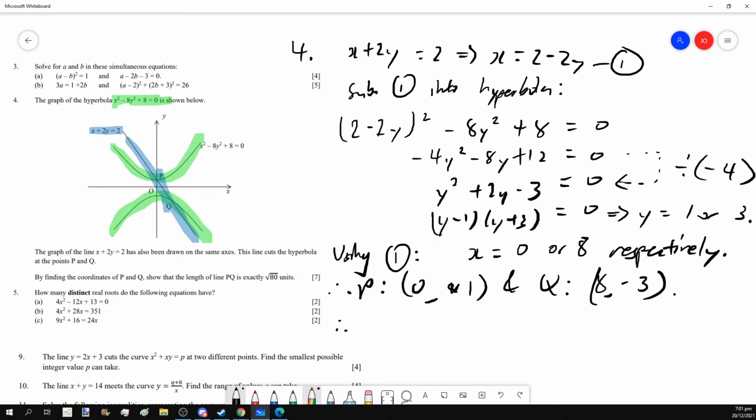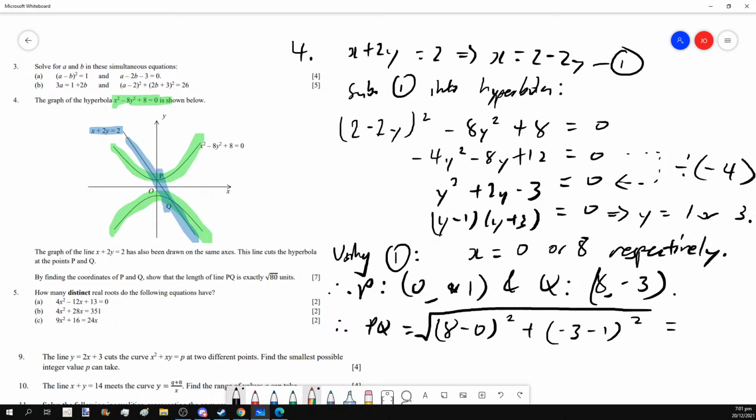From here, if you want to find the distance PQ, it will simply be a matter of using Pythagoras theorem. Right, so you can use Pythagoras theorem over here, which you have 8 minus 0 squared plus negative 3 minus 1 squared, add a square root like this, and then this will give you square root of 80, which is what we wanted to show, QED.